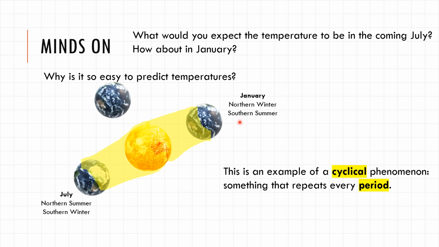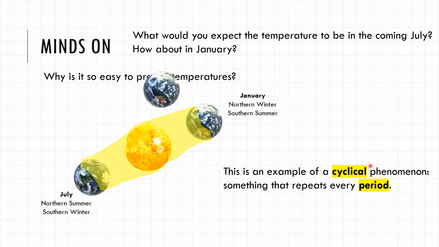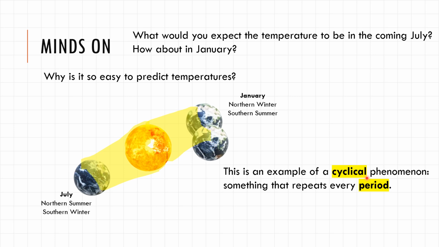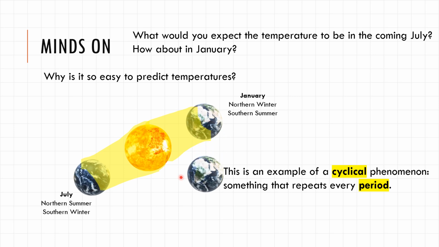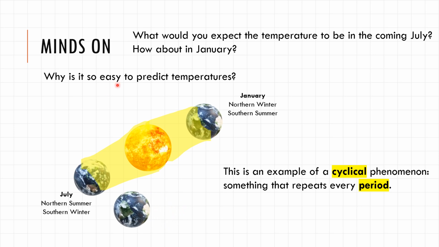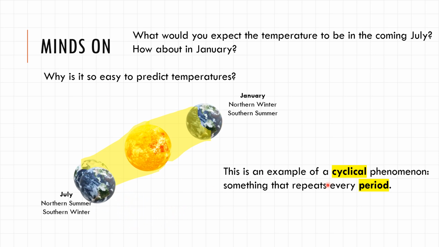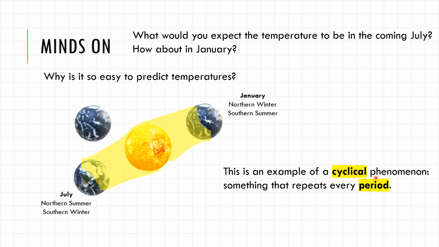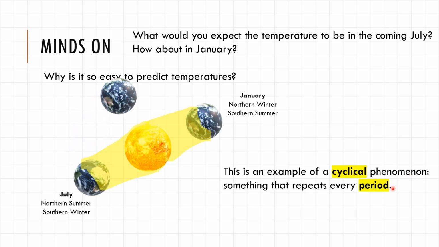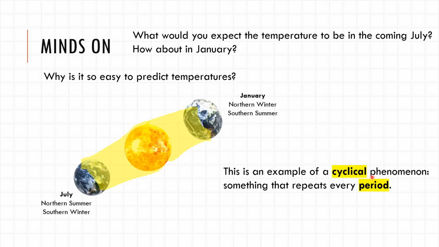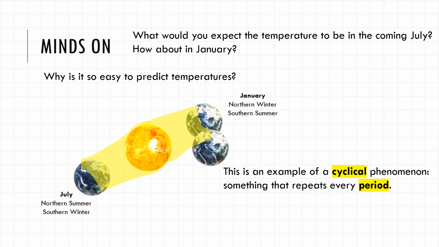This is an example of a phenomenon that is called cyclical, which means it happens in a cycle every period of time. And in this case, one period is 1 year, because that's how long the Earth takes to fully orbit the sun. Every period is 1 year. And for any cyclical phenomenon, for every regular period of time, the same situation repeats itself in a cycle.